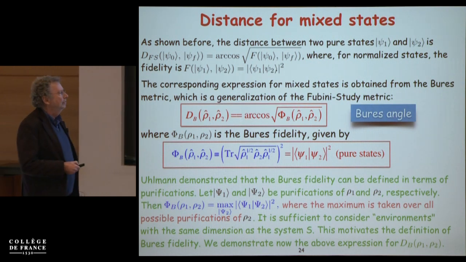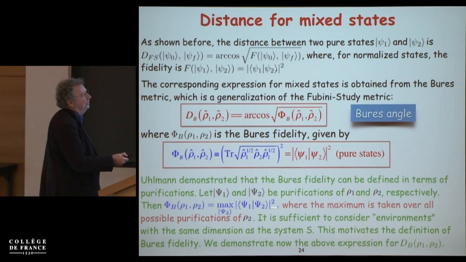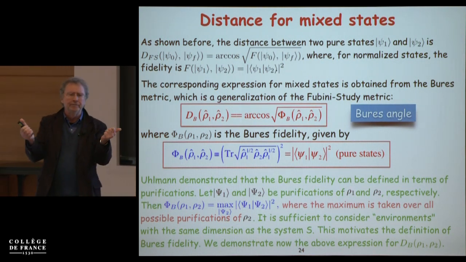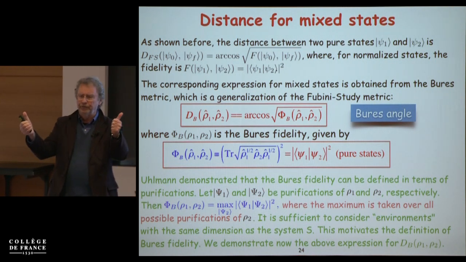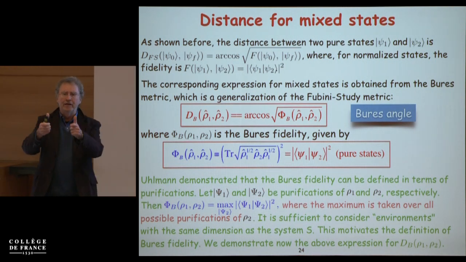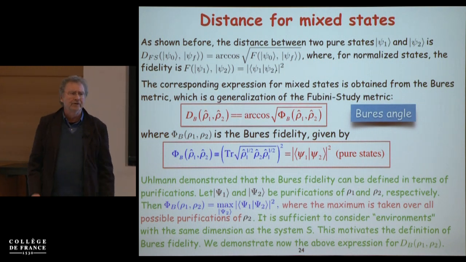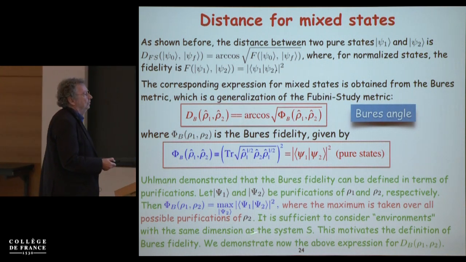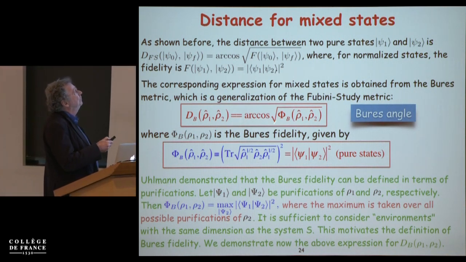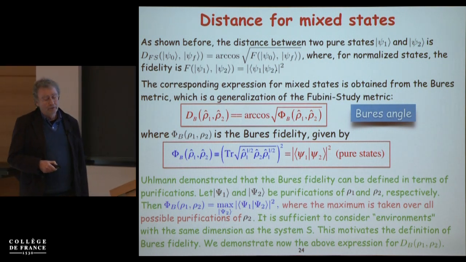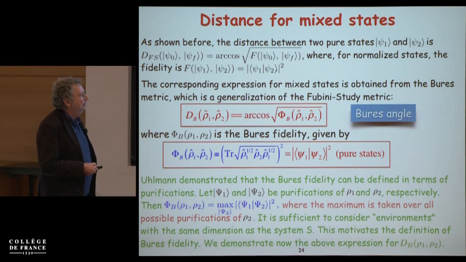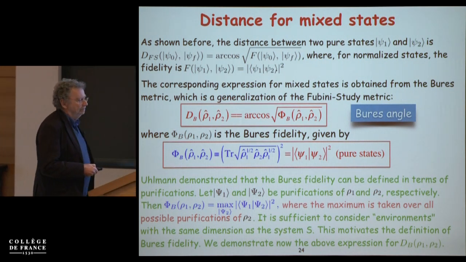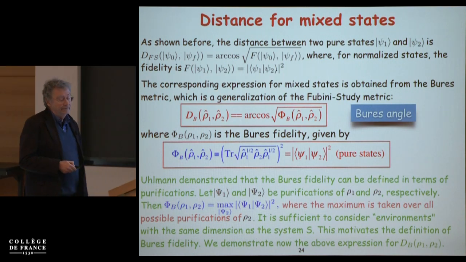Okay? So that was shown by Uhlmann. And that's, of course, the fidelity for pure states. So that's a nice definition of fidelity between mixed states. You just look for the purification, and you look for the maximum value of this scalar product, and you define that as the fidelity between two density matrices. Now, this sort of motivates the definition of Bures fidelity. We are going to give now another motivation, which is related to the derivation of this expression here. So the idea is the following.